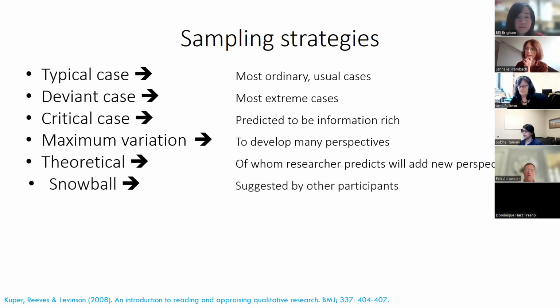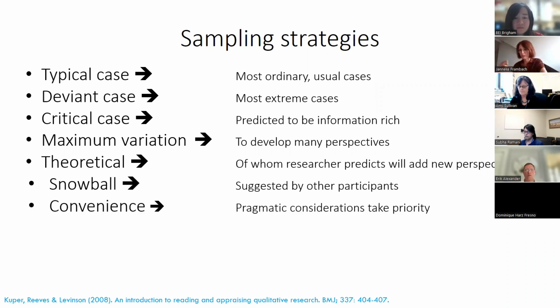Snowball sampling is sampling where you talk to a participant and you ask them, do you know anyone else that may be able to provide rich information about this phenomenon, or maybe a completely different perspective that you know of? So it is someone suggested by another participant. So the snowball gets bigger, the snowball of your sample.